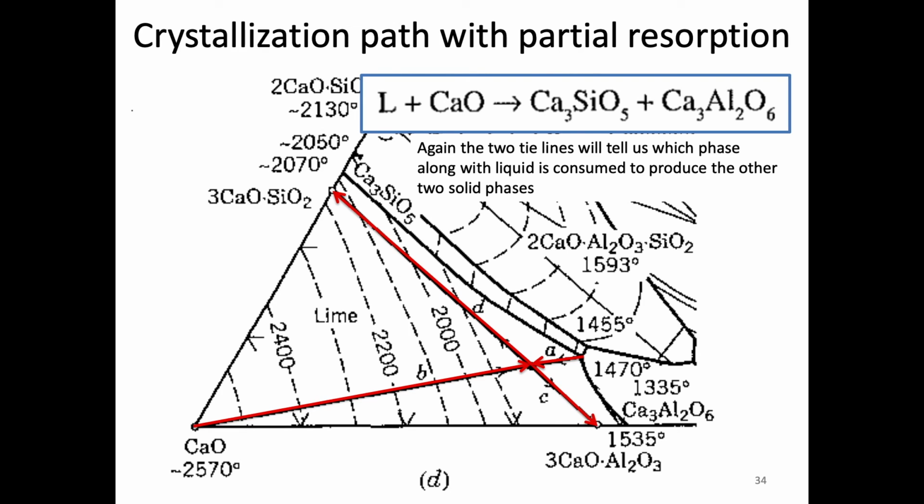And again, we can get this by creating these tie lines in this form and making sure that they intersect between those 2 in the middle. So this tells us that these 2 phases, the liquid and calcium oxide, are consumed upon cooling, and these 2 are produced upon cooling. That's what those tell us. And again, we can get the relative amounts from the lengths that we have here, just like we did in the previous section.